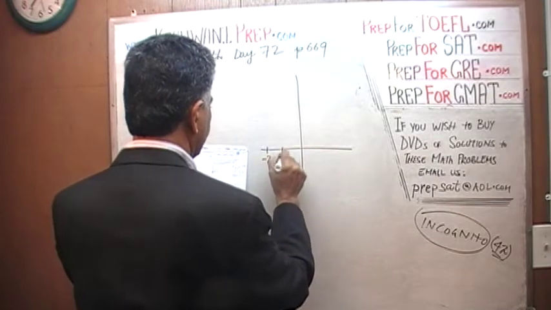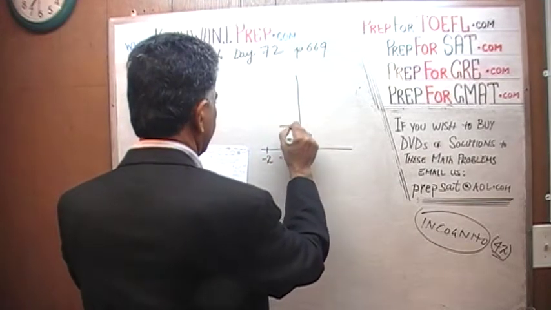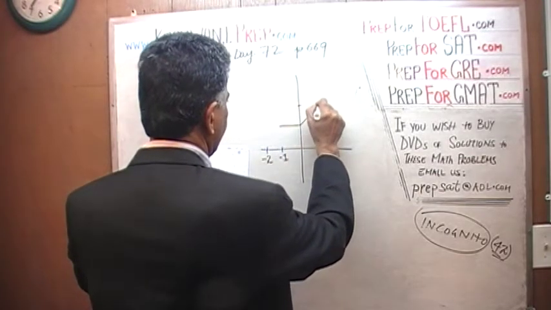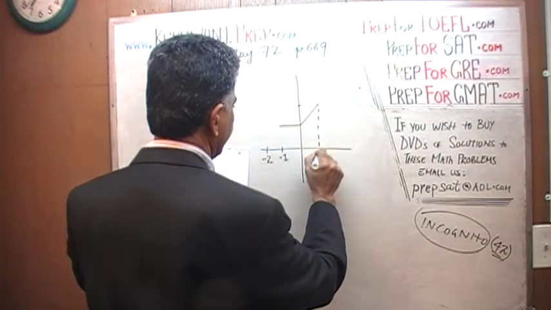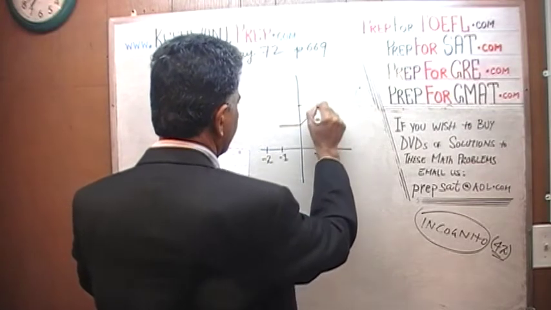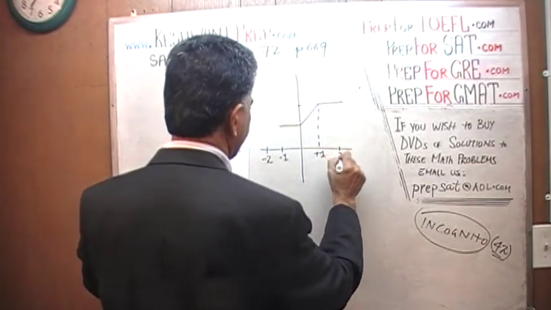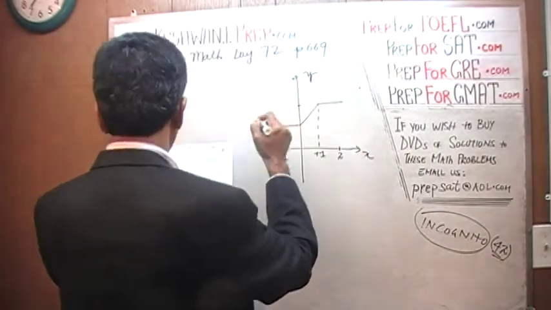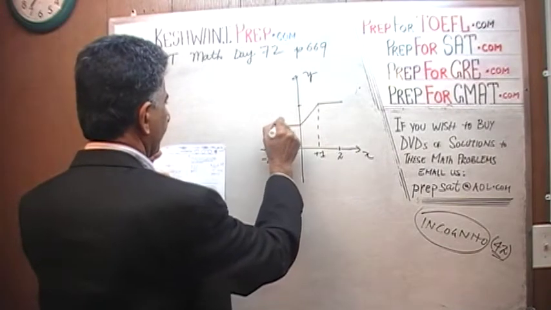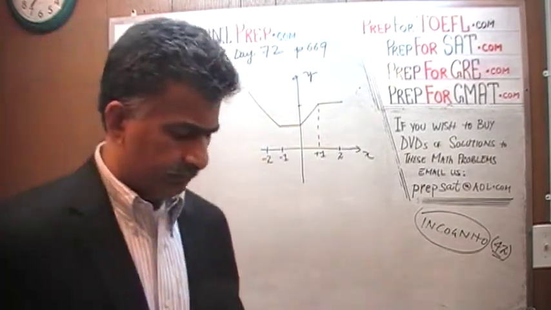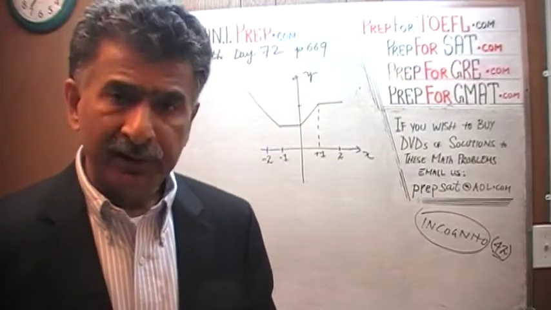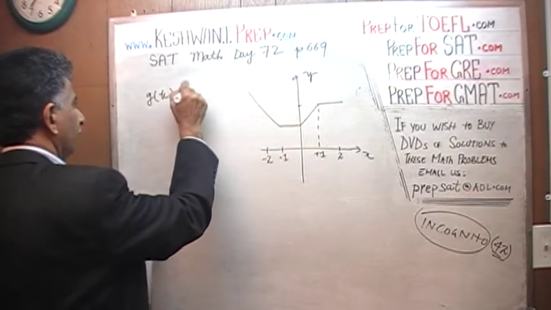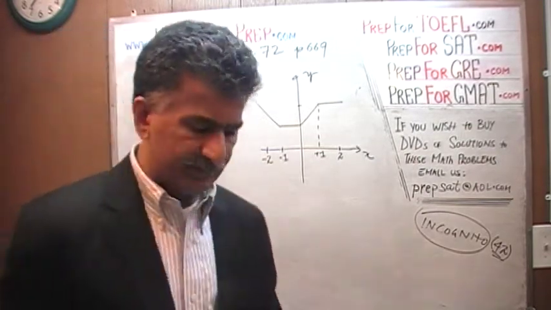-2, -1, and it goes up to 2 again at 1, and it becomes flat again. And the question is, if the value of g of k equals 1, then which of the following is a possible value of k?